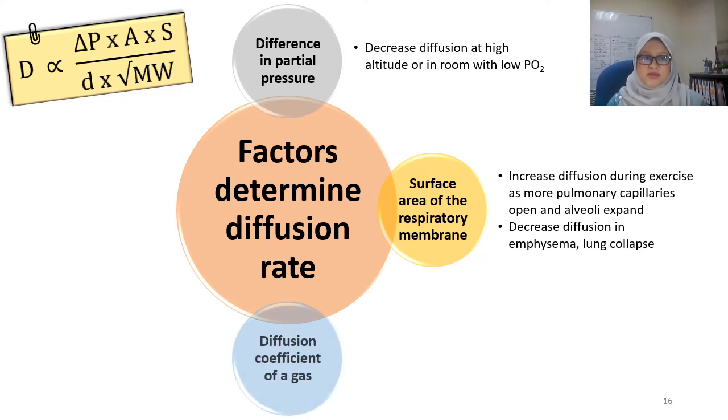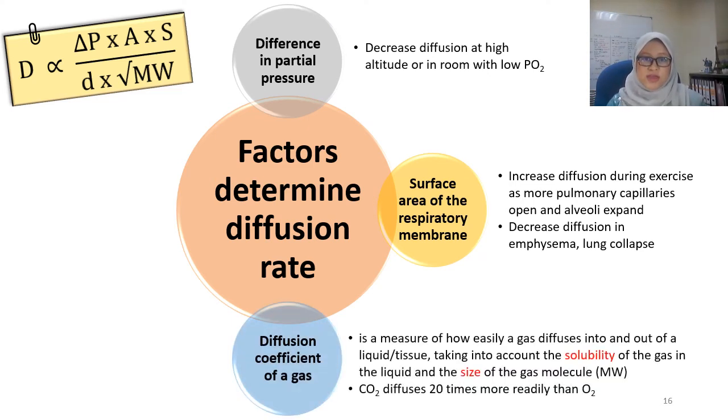The third factor is diffusion coefficient of a gas. It depends on the solubility and molecular weight or size of the gas. Increased solubility corresponds to higher diffusion rate, whereas increase in size corresponds to lower diffusion rate. The diffusion coefficient of carbon dioxide is about 20 times higher than oxygen. So if the two gases have the same partial pressure, carbon dioxide will diffuse 20 times faster than oxygen.